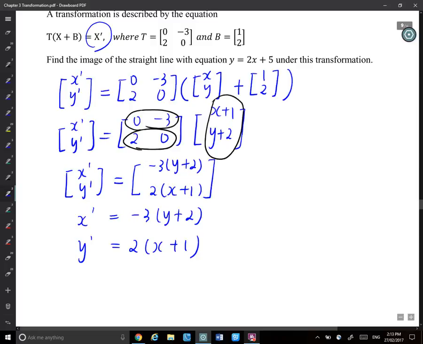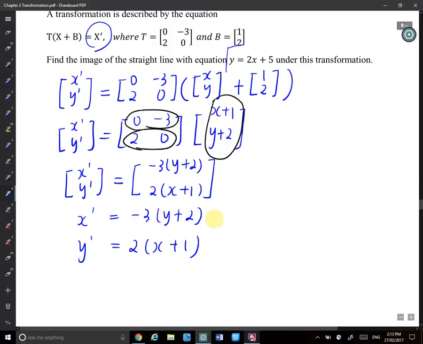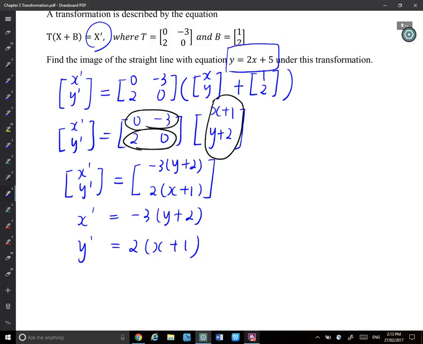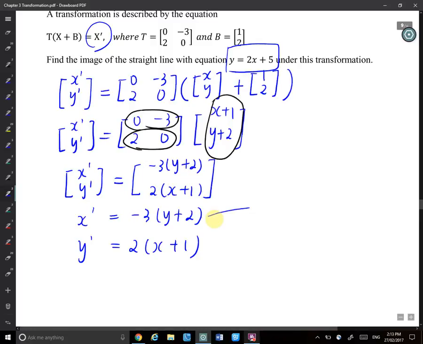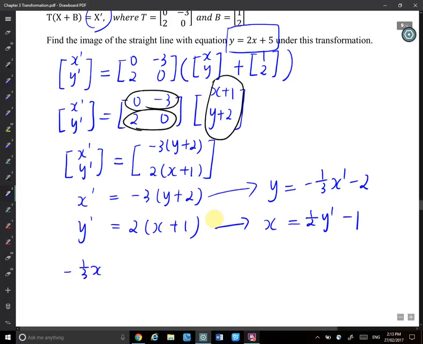There's a reflection in the line y equals x, if you can see that. It's the inverse function. And I have the original equation, so I can't use the original equation directly. So what I will use is y equals negative a third x dash minus 2. And this one gives you x equals a half y dash subtract 1. Then I'll put things in.